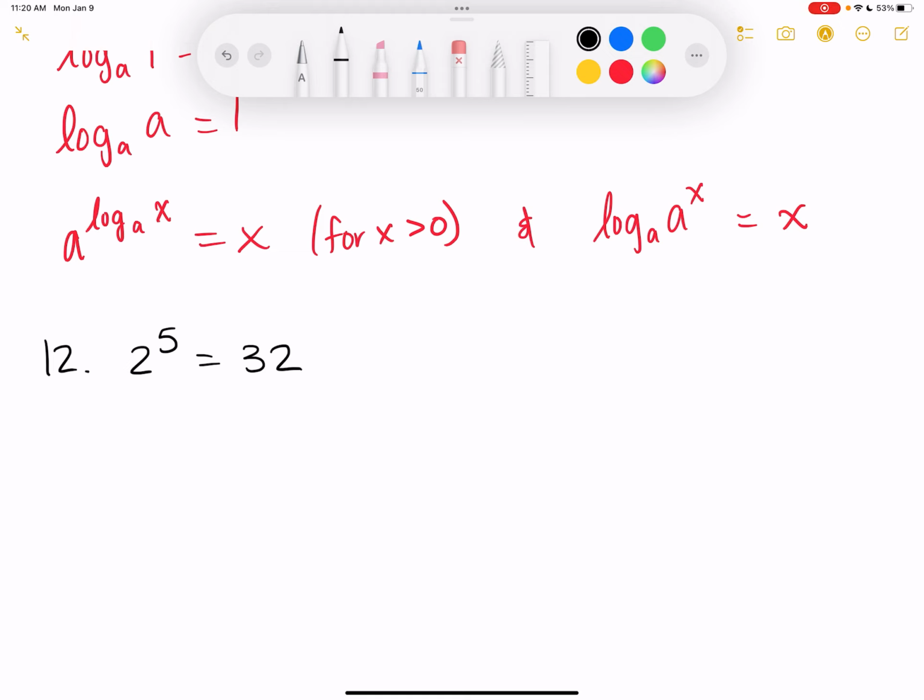So the trick that I usually do to rewrite these: if I have an exponential, I'm making it a log. If you have a log, you're making an exponential. So this one, I'm given an exponential, but I need to make it a log. So I actually make an L to help me see what I'm doing. So this is log base 2 of 32 is equal to 5.